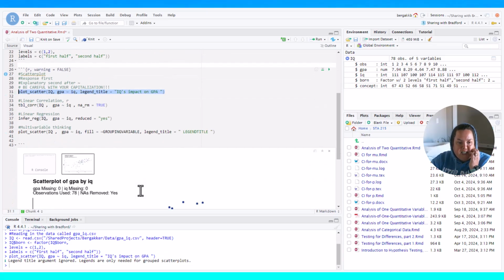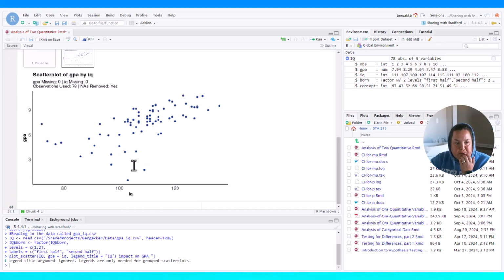All right. I'm going to run that scatter plot. You can see that nice scatter plot show up. It's got IQ on the x-axis because that's the explanatory variable, and then GPA is the response, and so it's on the y-axis. I don't know where I got this data because the GPA is like from 0 to 10. It's very odd.